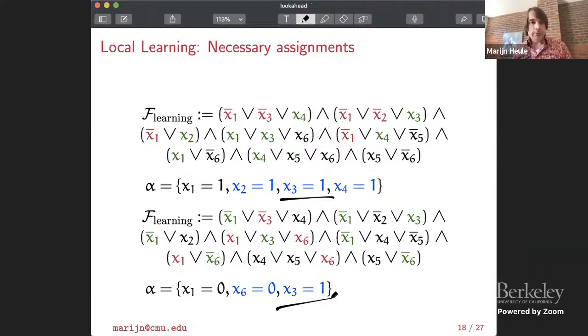In case we do hyperbinary resolvents, we also would find that x3 to false would be a failed literal. But if we don't do this, we wouldn't find this. But doing necessary assignments is actually a way to find this much more quickly.